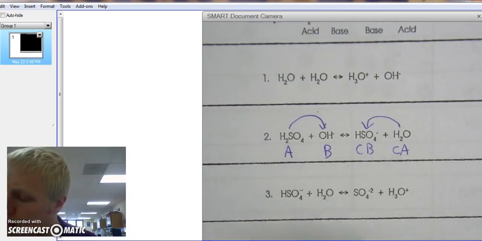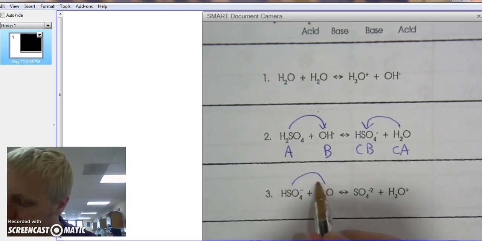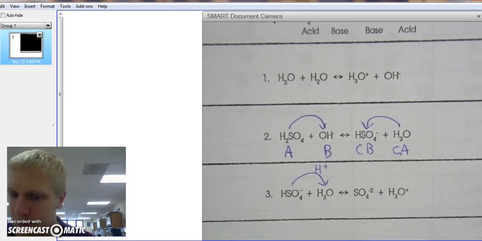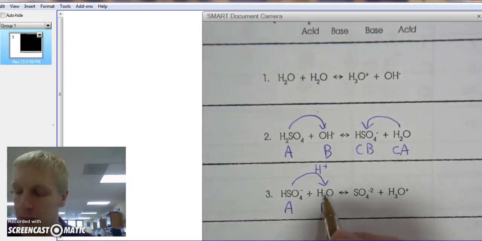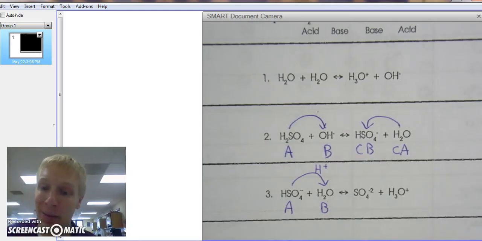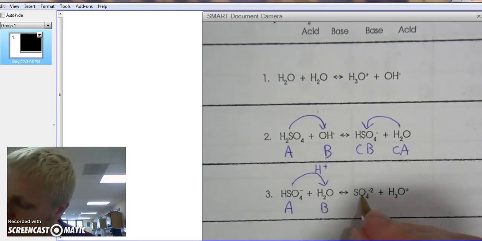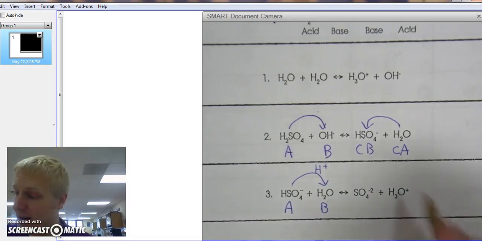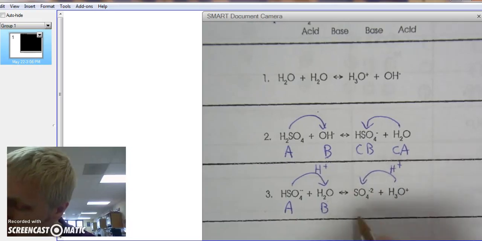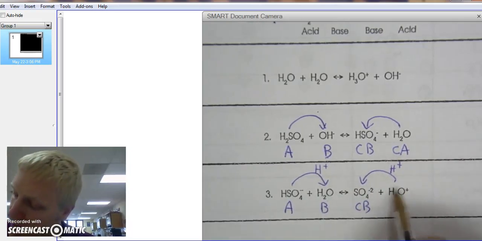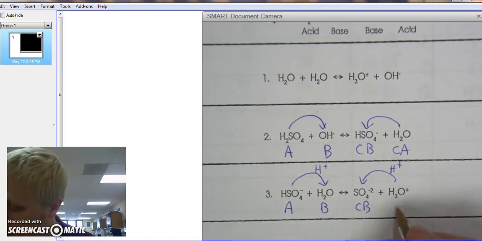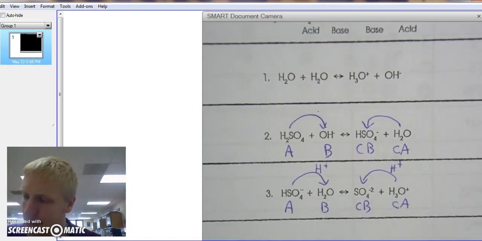So doing one more, we have HSO4- turning into SO4 2-, just lost an H+. So it's losing an H+, so therefore it's an acid. And this water, of course, would have to be a base because it's H2O to H3O+, it's gaining an H+, it's a receiver. Looking at this SO4 2-, to turn into HSO4-, it needs to gain an H+, so it's going to be a receiver, conjugate base. This H3O+ is giving an H+ to form water, so it's conjugate acid. And that's Bronsted-Lowry acid-base, conjugate acid-base pairs.